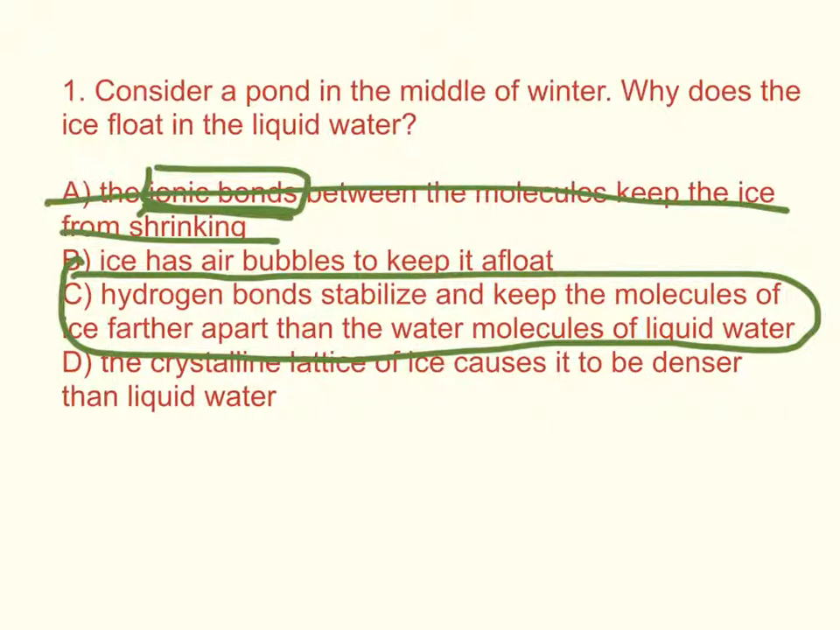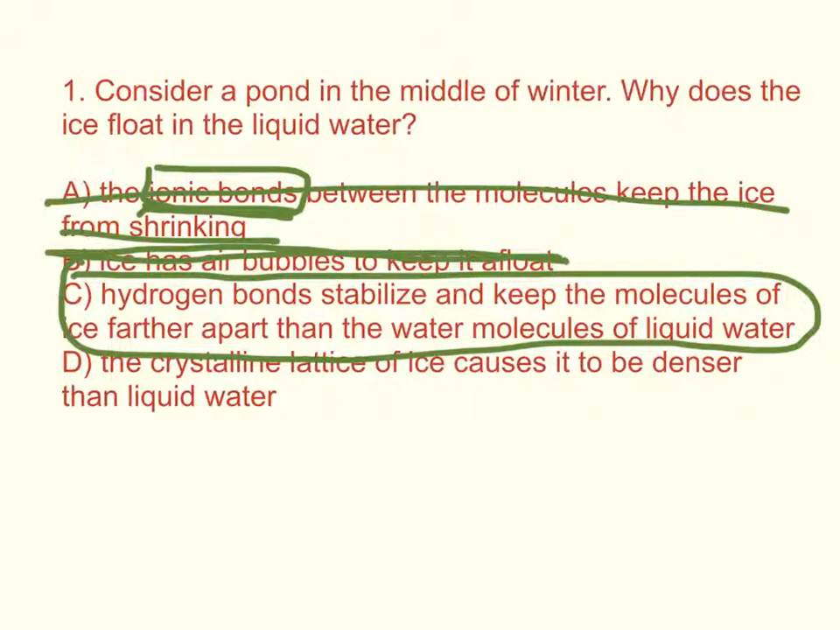Although ice is more capable of trapping air bubbles within its crystalline structure compared to liquid water, this is not the best answer because ice itself, without the air bubbles, is simply less dense than liquid water. So that's why it floats.